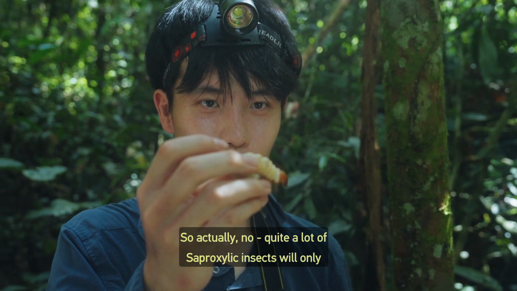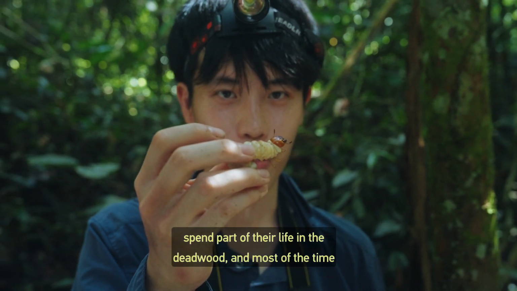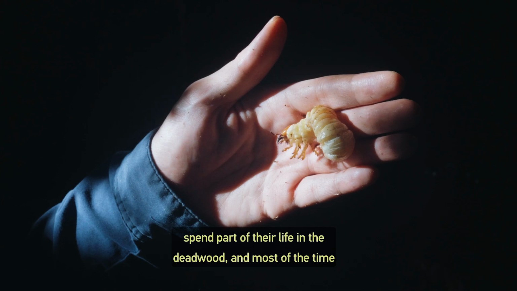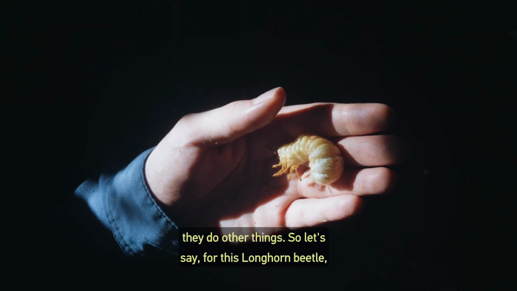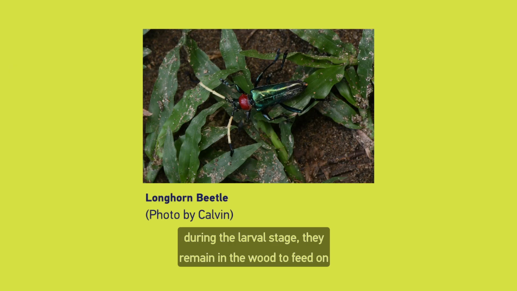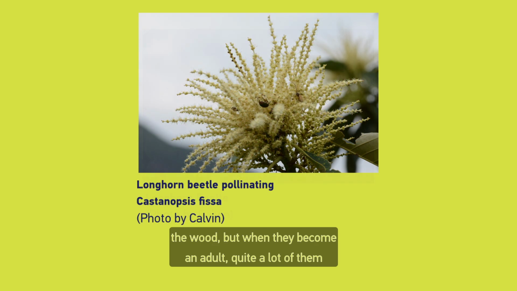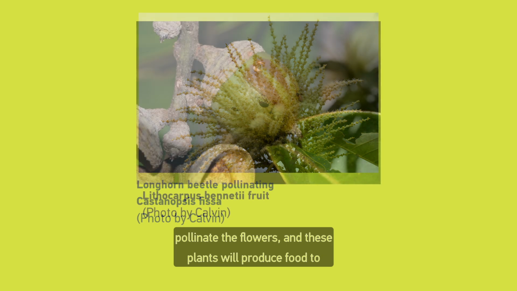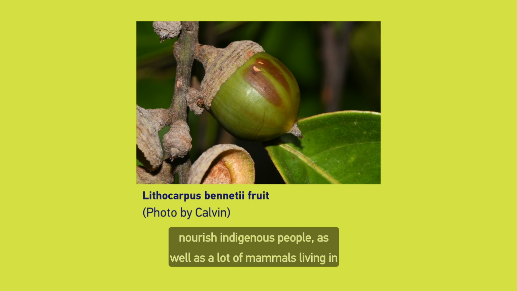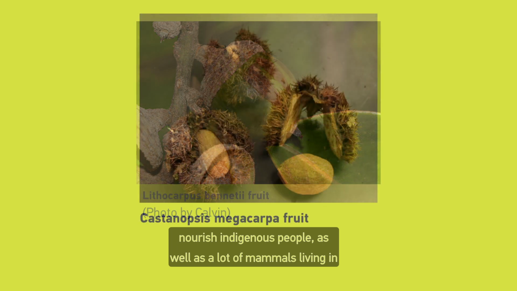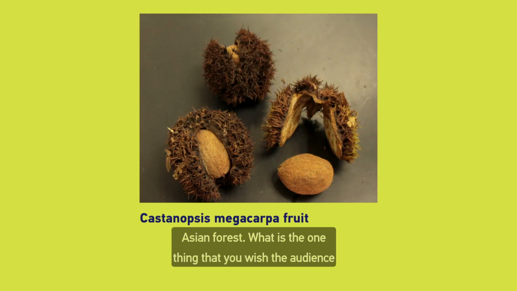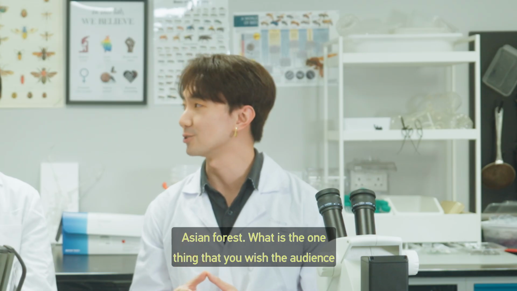So actually no. Quite a lot of saproxylic insects will only spend part of their life in the deadwood, and most of the time they do other things. So let's say for this longhorn beetle, during the larval stage, they remain in the wood to feed on the wood. But when they become adults, quite a lot of them will become floral visitors. They go to the flowers and pollinate the flowers. And these plants will produce food to nourish indigenous people as well as a lot of mammals living in the tropical Southeast Asian forests. What is the one thing that you wish the audience knew about insects?